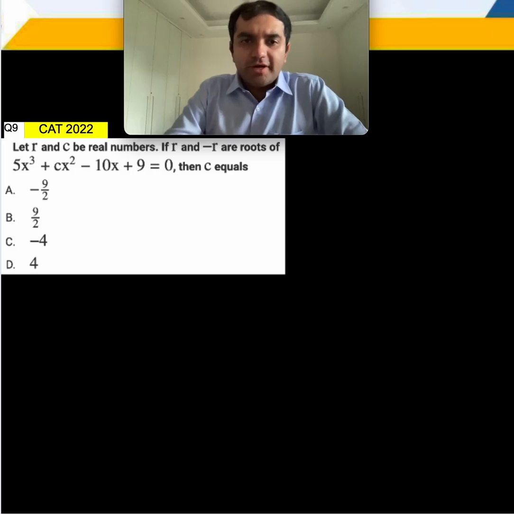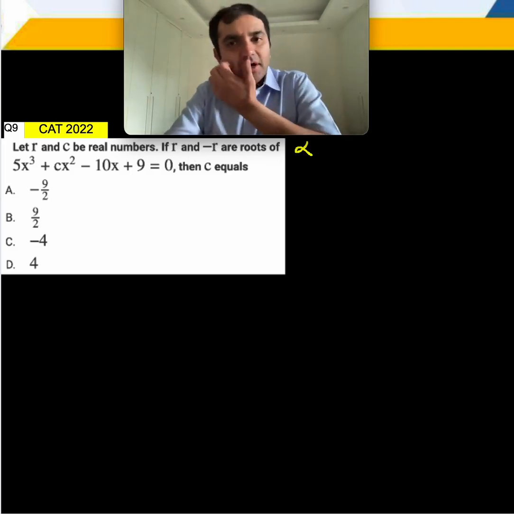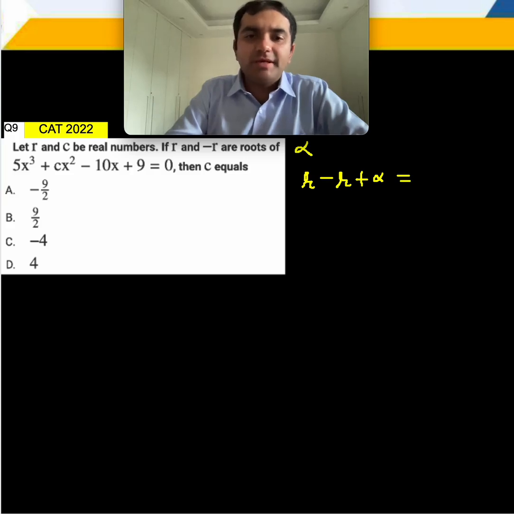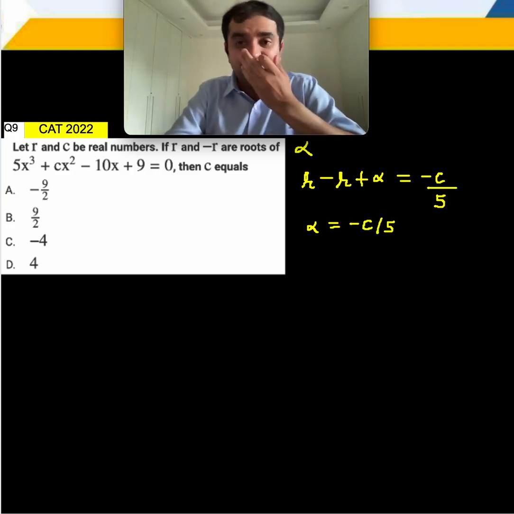Question on quadratics. You have R and C be real numbers. R and minus R are the roots of this cubic polynomial. So let the third root be alpha: R, minus R and alpha. So let us write down the sum of roots. R plus minus R plus alpha will be minus b upon a, that will be minus c upon 5. So alpha will come out as minus c upon 5. I need the value of c, for c I need alpha.